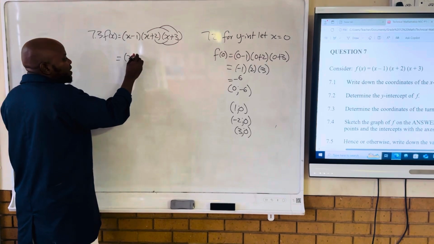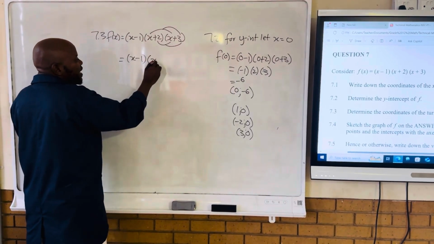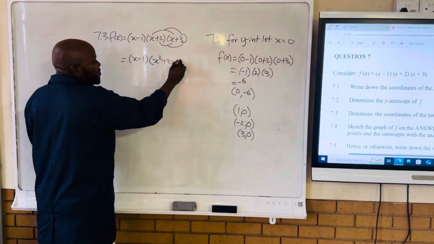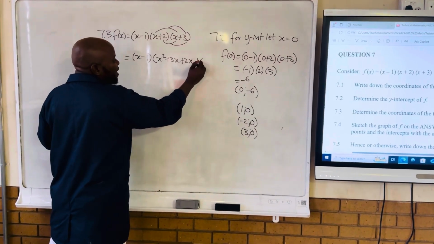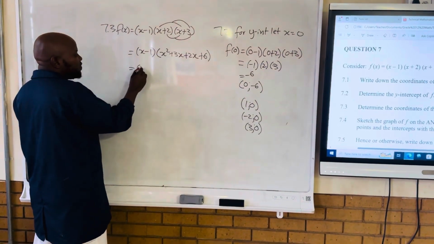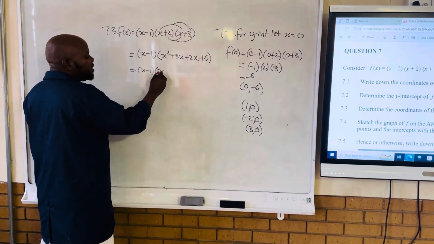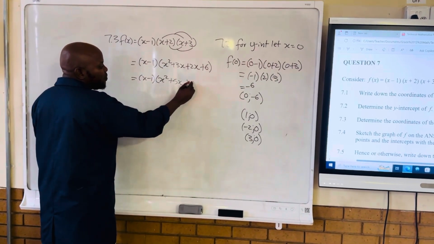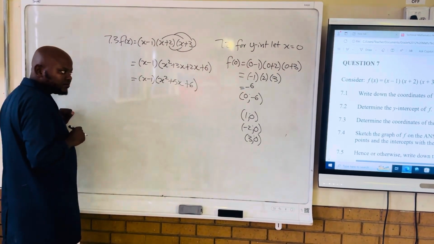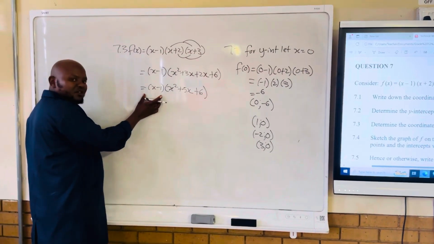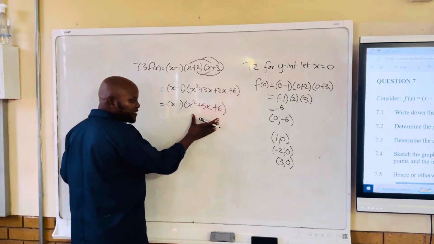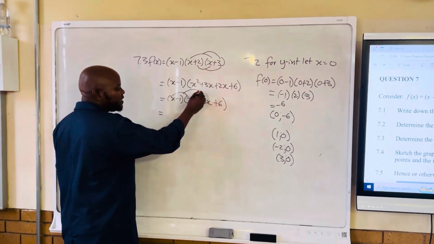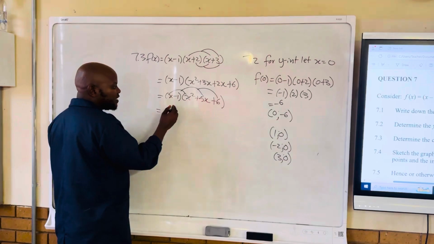You're going to have (x minus 1) into (x squared plus 3x plus 2x plus 6), which is (x minus 1) into (x squared plus 5x plus 6). This is a binomial multiplied by a trinomial, so you're going to have this multiplied by that, this multiplied by that, this multiplied by that.